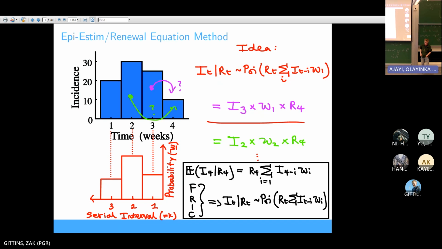I wrote this bit a while ago. I'm not even sure what FRIC means. I think what I was saying is, if you take the assumptions from a Poisson random variable, which I've forgotten what they all are, but they're all there, then you can say I_t given R_t is a Poisson random variable with the expectation as the rate parameter.